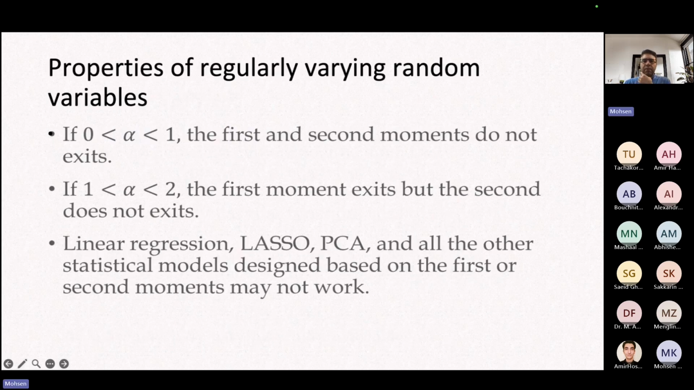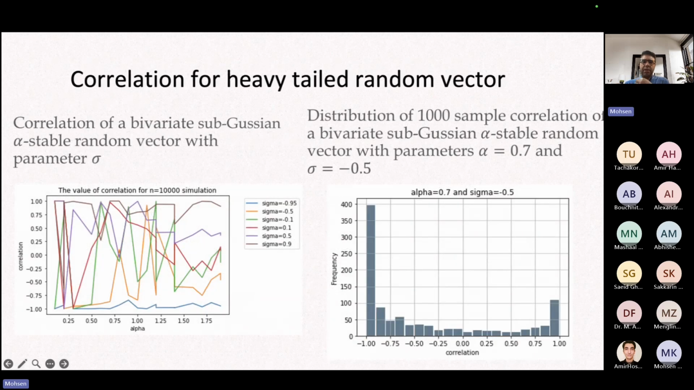There are several properties of the regularly varying random variable. I just bring some simulation here. I simulated from heavy tail data, one class of heavy tail data that we call sub-Gaussian alpha stable. The sub-Gaussian alpha stable has two parameters. One parameter is alpha, and another parameter is sigma, which corresponds to the scale of the distribution. I use the correlation, the sample correlation, which everyone knows, and I check if the sample correlation works for this data or not.